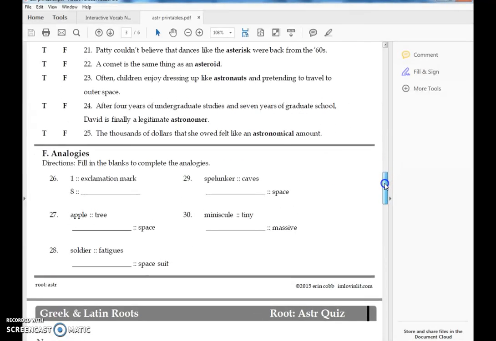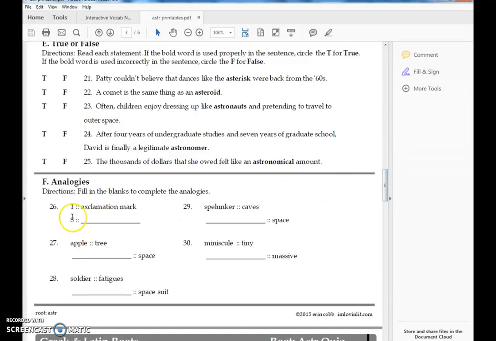And finally, we have some analogies. With the analogies, you have to fill in the blanks to complete the analogies. You have to think about the relationship between the words. So for example, I can see here, this is 1 is to exclamation mark as 8 is to, well, which one of my words is a type of punctuation mark? It's the asterisk. It has 8 different lines. The exclamation mark has 1. So you would put asterisks right here on the line. So you go ahead and complete numbers 26 through 30 in that way.